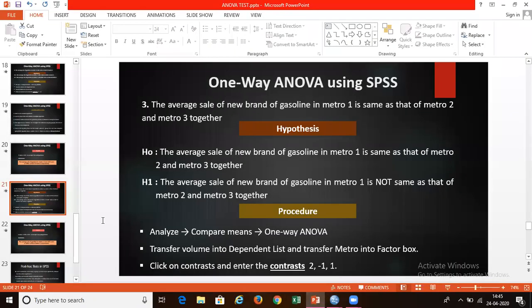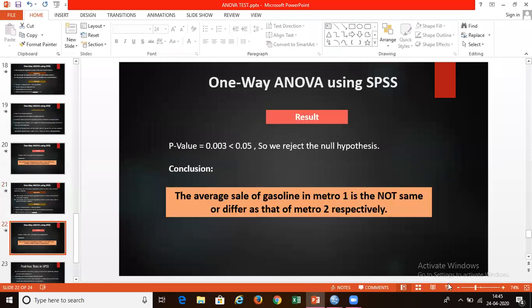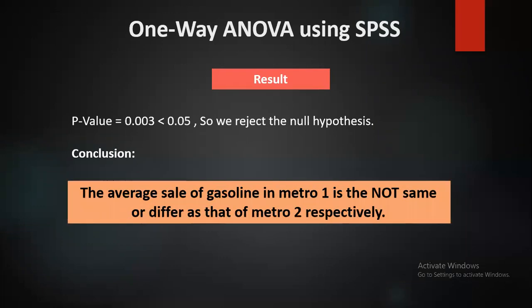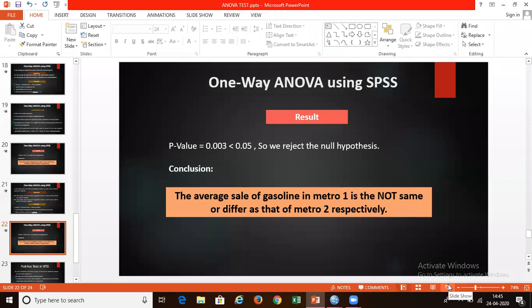So let's see how we can state the results. So p value here is 0.003, which is less than 0.05. So we are going to reject here null hypothesis, and you can state that the average sale of gasoline in metro 1 is not the same, or it differs from that in metro 2 and metro 3 respectively.